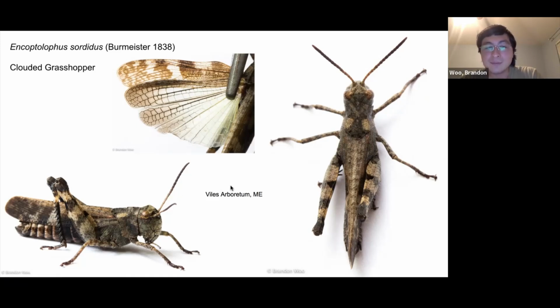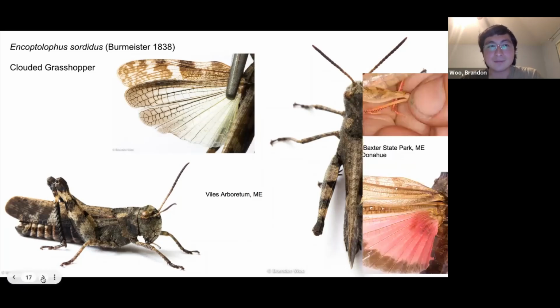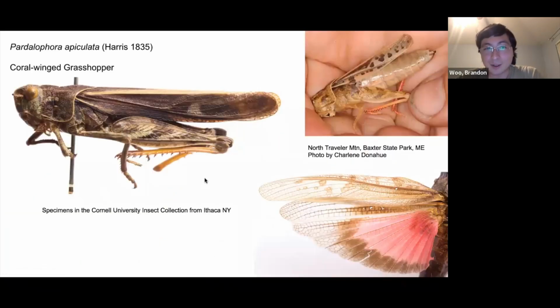And this is a species of really late summer and fall. I have never found these any earlier than August, and I have found them into December. So very uncommon and really inconspicuous, but pretty tough. I'm not really sure what the limiting factors are on these guys, but they're not really that abundant. Pardalophora apiculata, the coral-winged grasshopper.